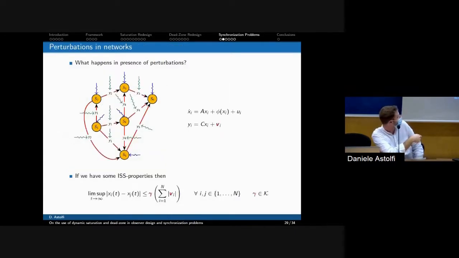Of course, what you would like to obtain at the end of the story is something which is ISS with respect to external perturbations that may arise everywhere because of communication. There can be some noise in the communication network or in the dynamics and so on. So what you would like to achieve again is some kind of ISS property with respect to these external perturbations.